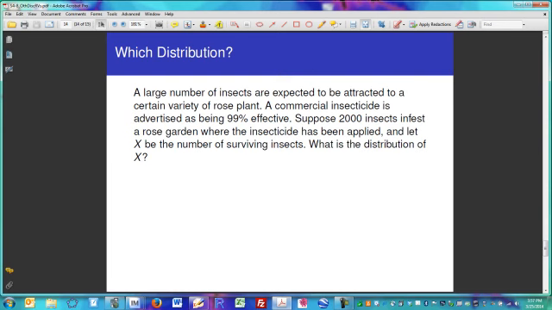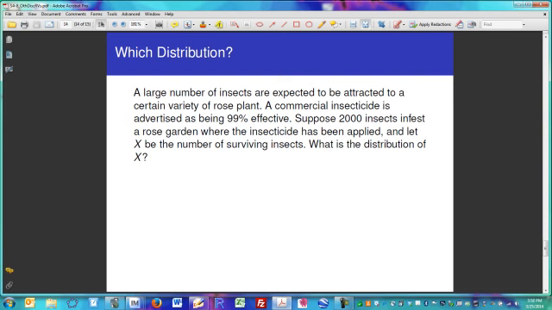So indeed, this could be modeled by a binomial random variable, and in that case, the number of trials would be 2,000 because we have 2,000 insects. The other parameter involved in the binomial random variable is the probability of a success, and a success here is a survival. So we have a 1% survival rate, so success would be 0.01 as the probability in this particular situation. So binomial random variable, n equal to 2,000, probability of success equal to 0.01.